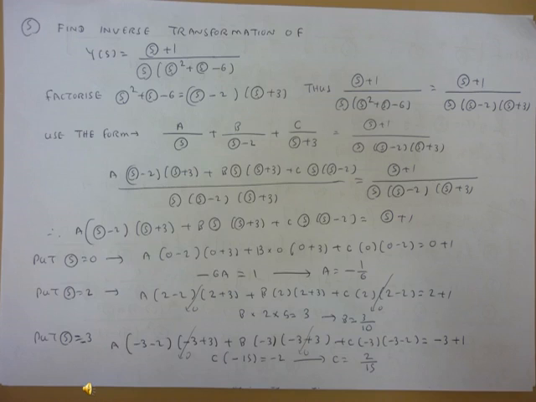So we put s equal to 0. By putting s equal to 0, what we got is A multiplied by (0 minus 2) multiplied by (0 plus 3) plus B multiplied by 0 multiplied by (0 plus 3) plus C multiplied by (0 minus 2) is equal to 0 plus 1. So therefore minus 6A is equal to 1, A equal to minus 1 by 6.